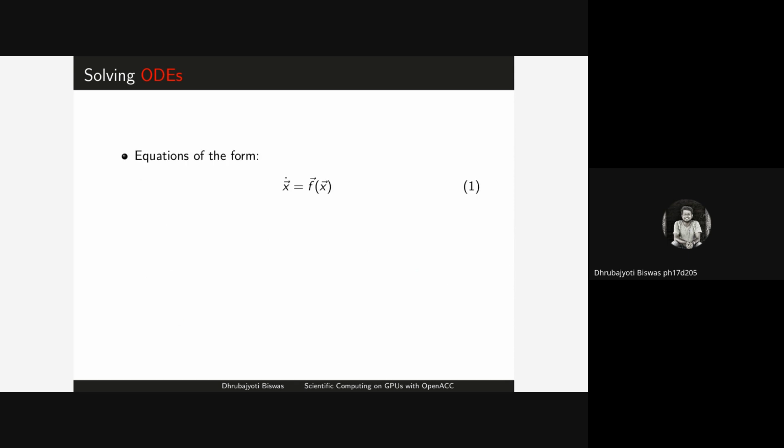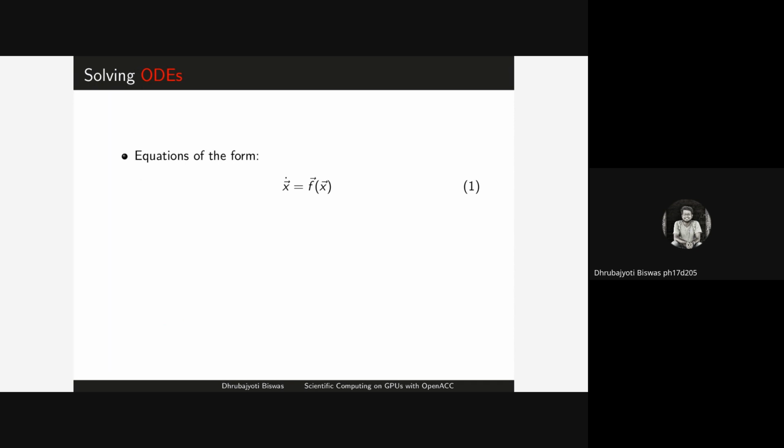So first of all, by ODEs I mean equations of this form: x dot, where x can be a vector, it can be a single variable, and dot represents the time derivative, or it could be some other derivative also. Generally in physics and engineering problems we will have some sort of a time derivative equal to some function of x itself. All the quantities in this equation are vector quantities, and that is important for later on, because we will see why.